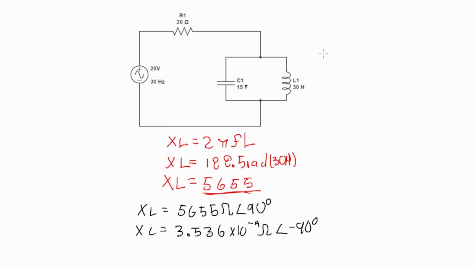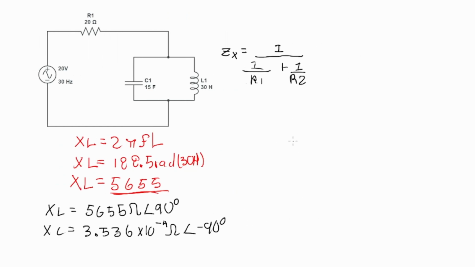The formula is: the equivalent impedance will be equal to 1 divided by 1 divided by R1 plus 1 divided by R2. In this case, the equivalent impedance will be equal to the same formula. However, R1 and R2 will be the reactances of the inductor and the capacitor. So now we just need to add the values we actually have.